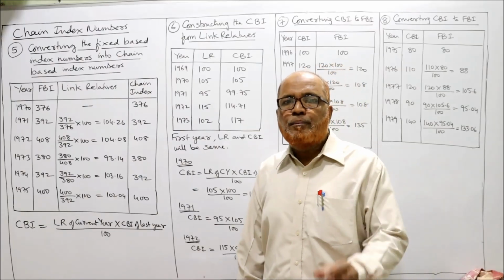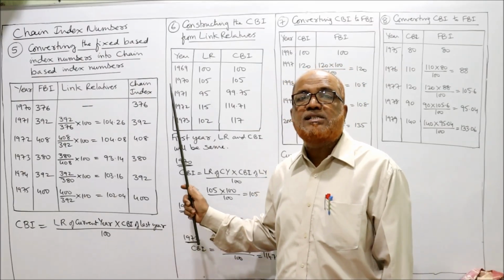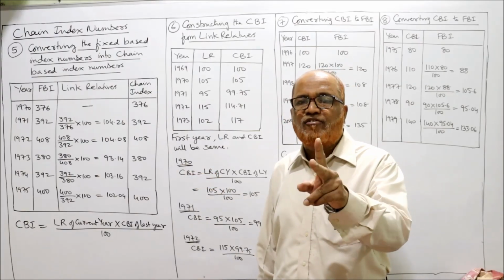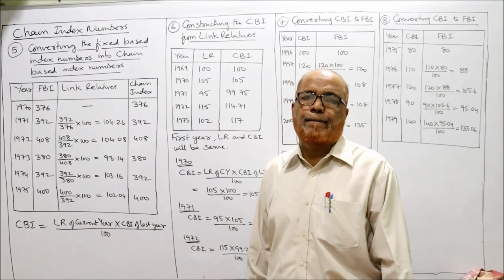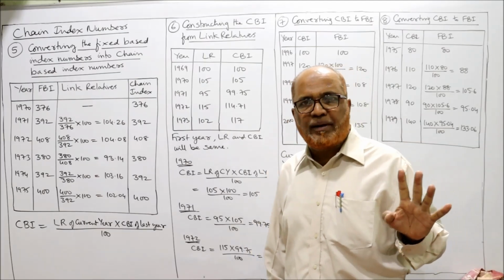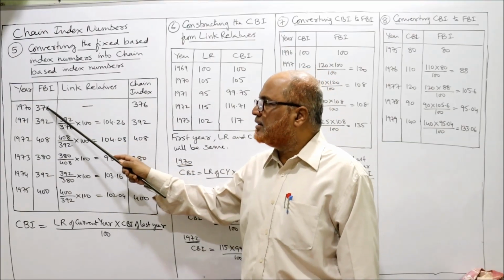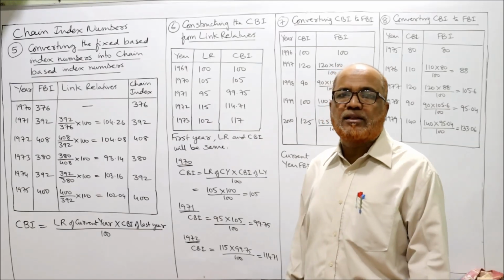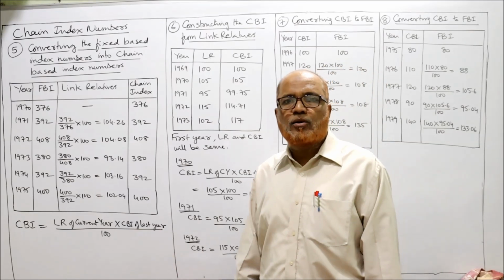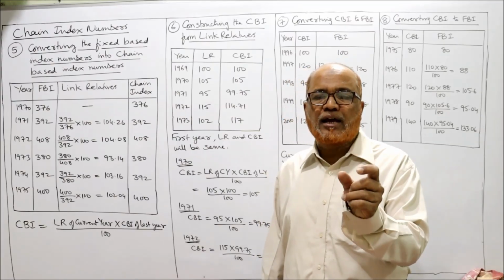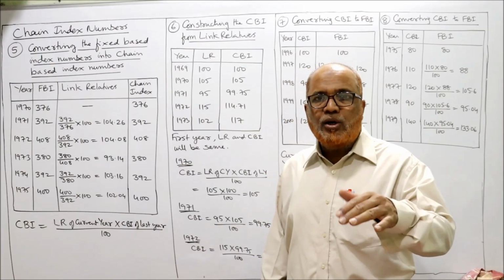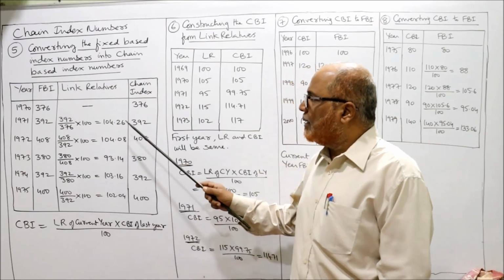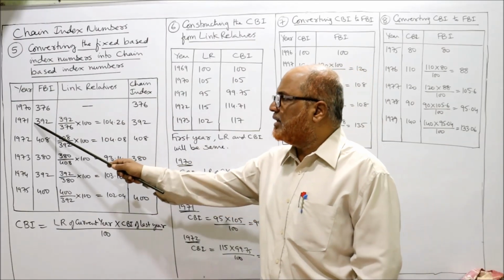Link relatives. By using these link relatives, we have to find out the CBI, chain based index. For the first year, FBI and CBI will always be the same. The FBI of the first year is 376, so the CBI is also 376. Now from the second year onwards, we have to apply the formula: current year CBI is equal to current year LR, link relative, into CBI of last year, into 100. Now I am calculating for 1971.